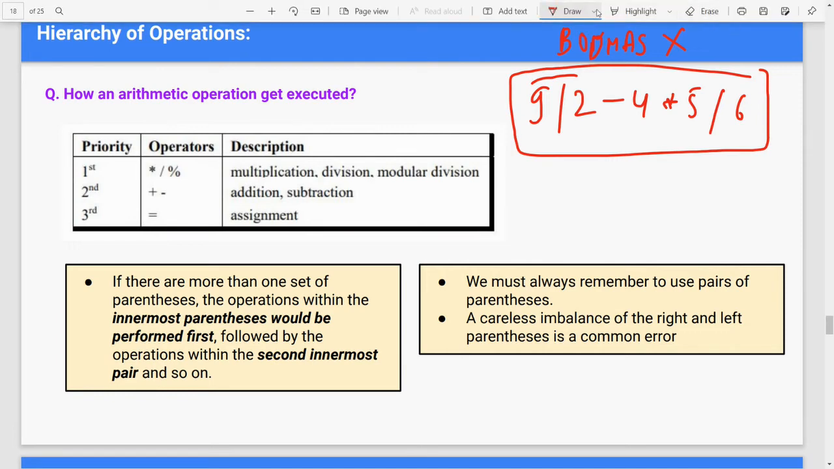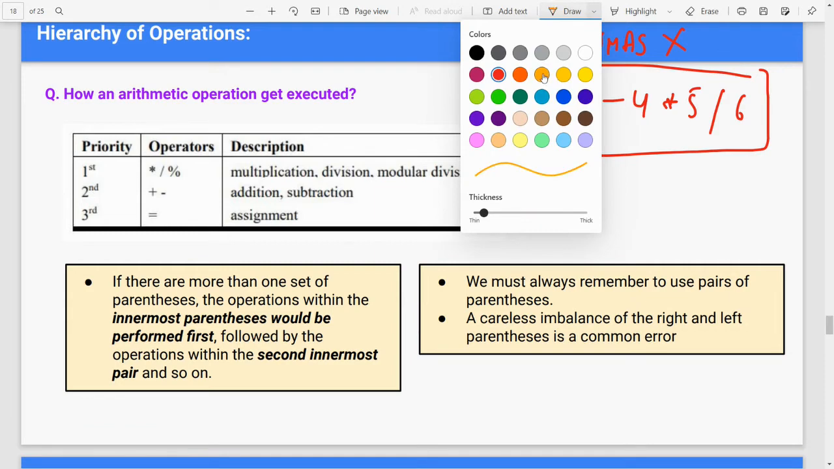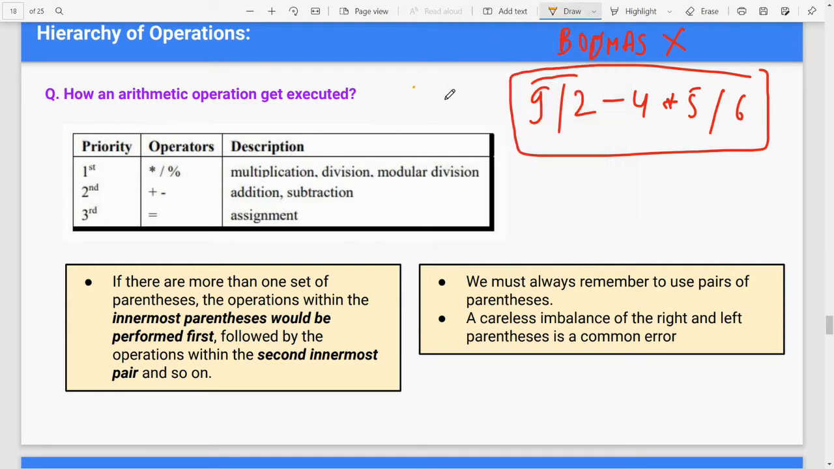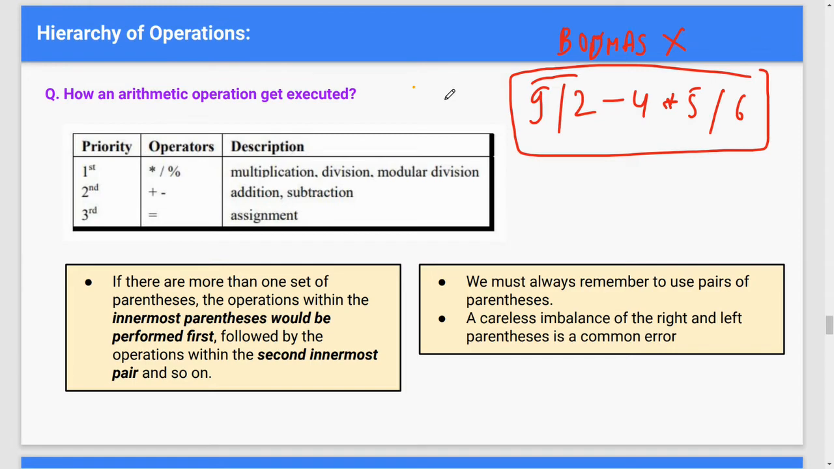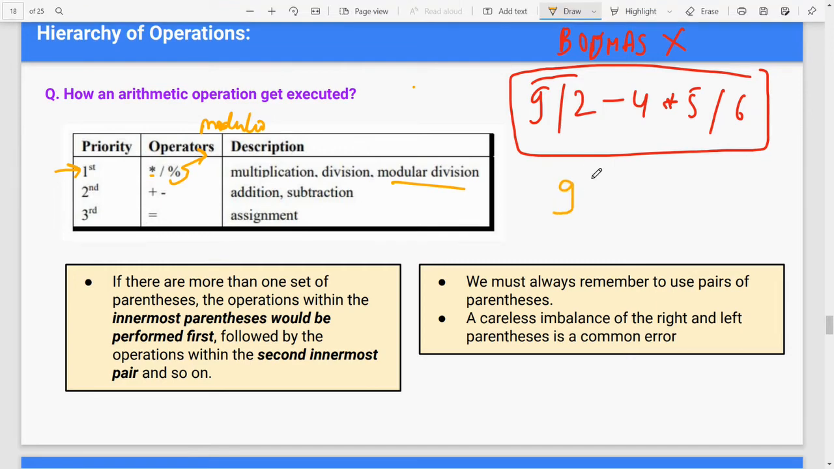Okay, the rule is fairly simple: we have some priority defined, so that if a lot of things come together, we know which will be taken as a priority. In the priority list, multiplication, division, and modulo, which is the percentage sign, and I told you yesterday that this is the modulo operator, are first in the list. So let's say you have to do a simple calculation, 9 divided by 2 minus 5.